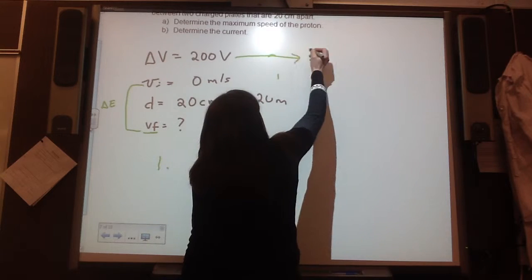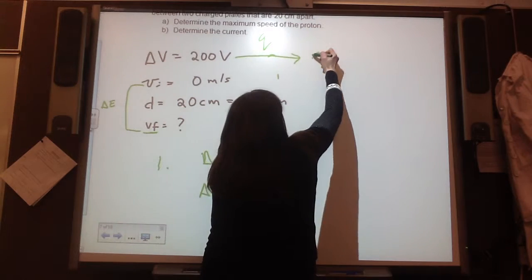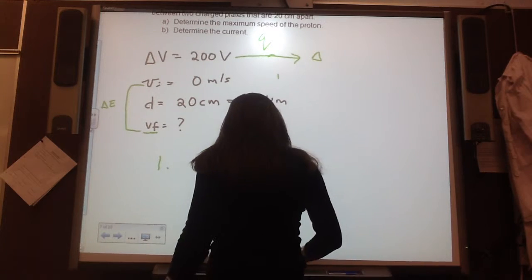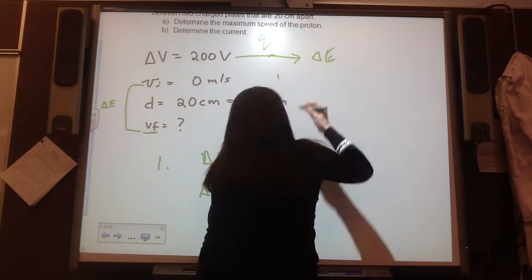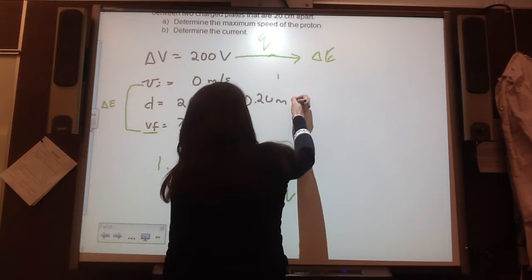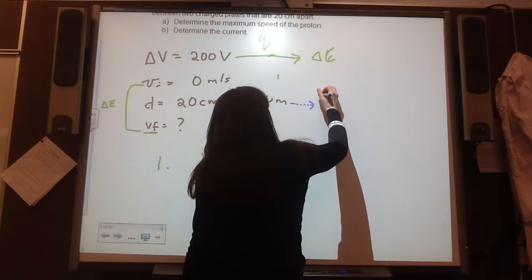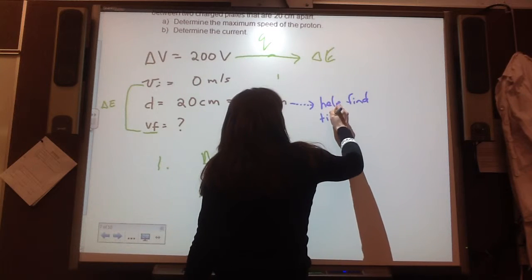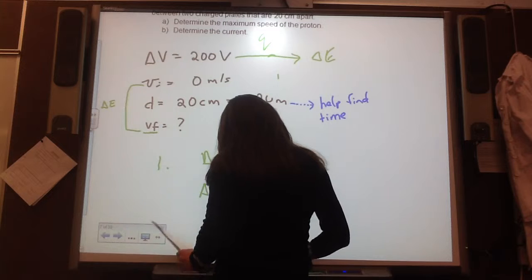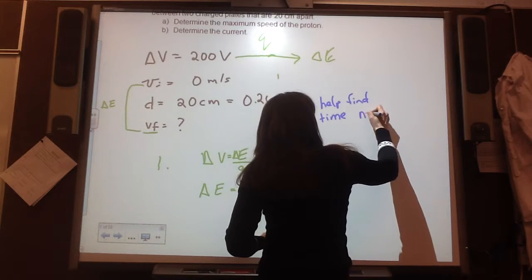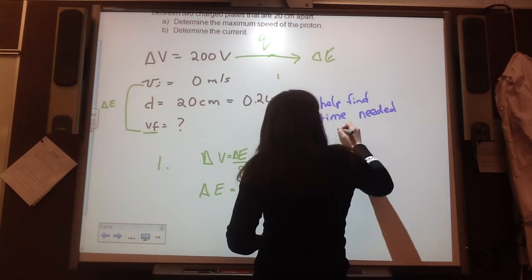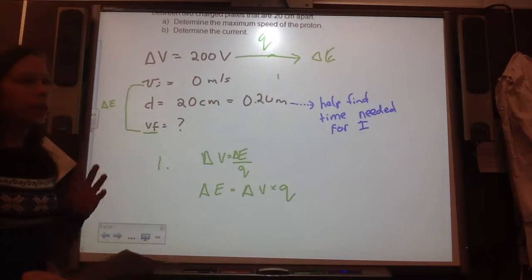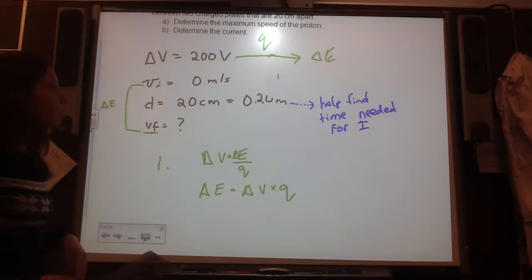I'll use this and my Q to find delta E. And what I'm going to use d for is to help find the time needed for my current. Okay, we'll do that second.